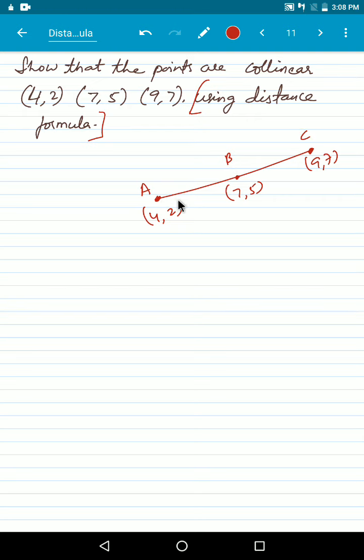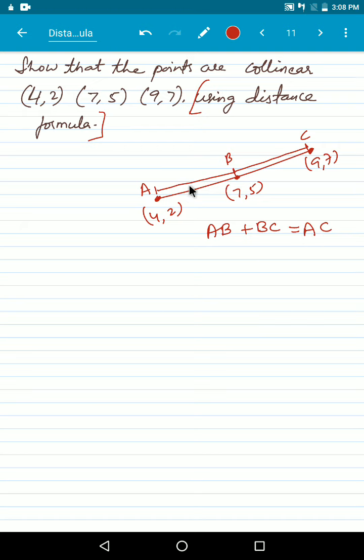Find the distance between these 2 points now. See, if these 3 points are collinear, what should be the condition? We'll find the value of AB and add it to BC. We'll find the value of BC also. AB plus BC should be equal to AC.